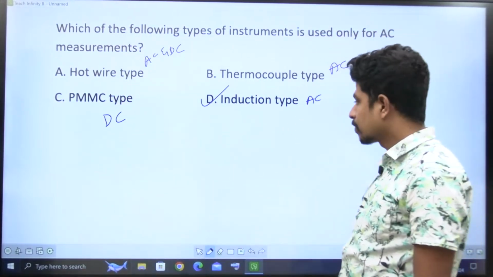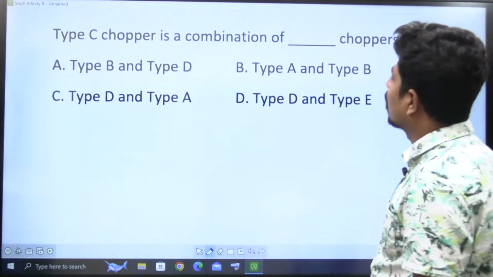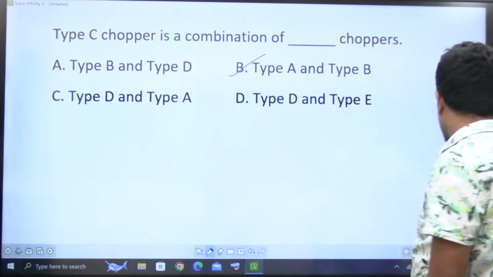Next question, please. The type C chopper is a combination of both type A and type B. That's all. Nothing more than that.